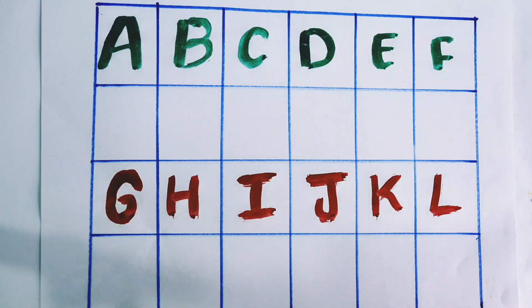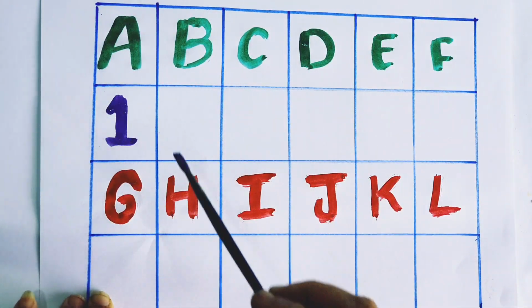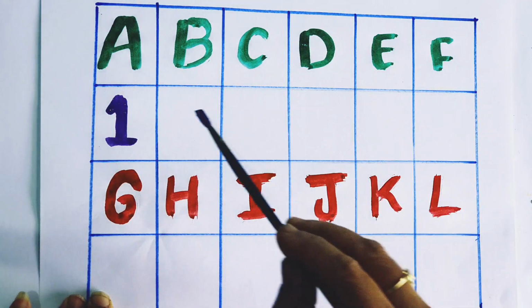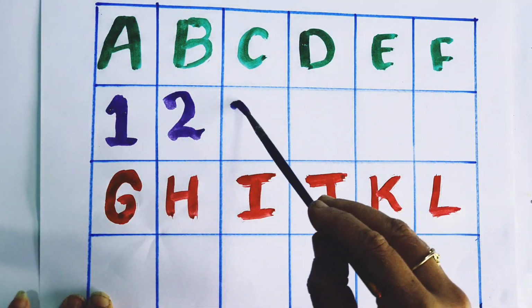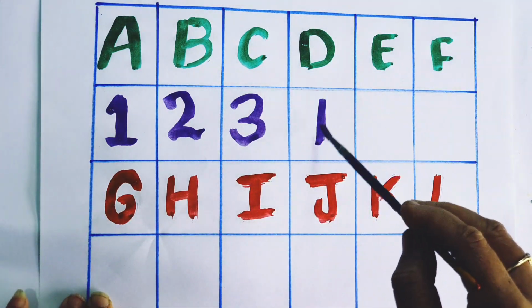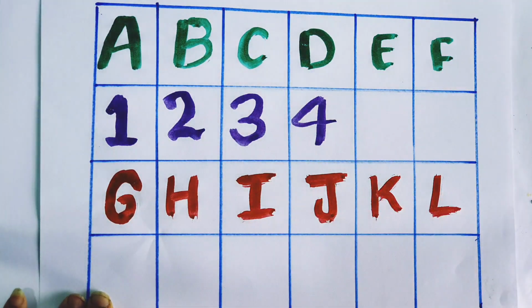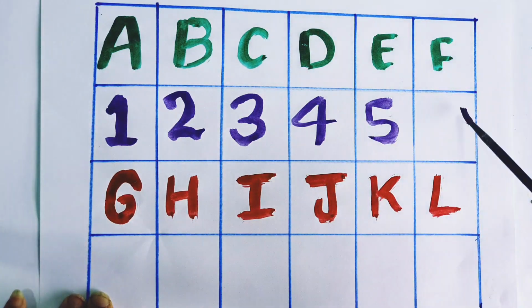So kids, now time to learn some numbers. Purple color. 1. Number 1. 2. Number 2. 3. Number 3. 4. Number 4. 5. Number 5.